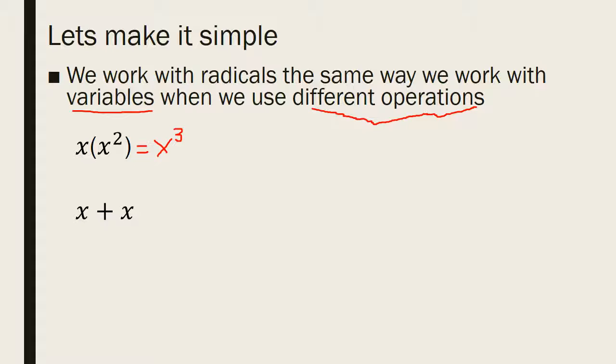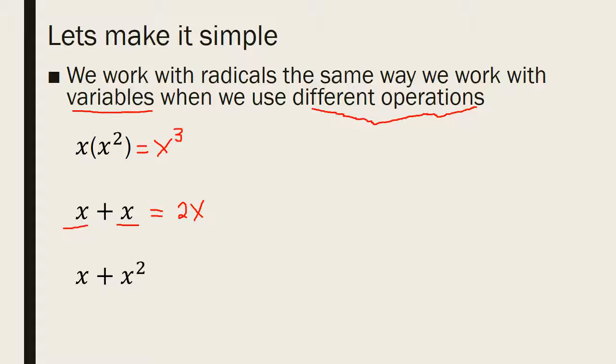In our second example, we have x plus x. When we add or subtract variables, we usually look for like terms. Like terms is the key factor here to be able to work with adding and subtracting variables. And since these two are like terms, that means that I can add the variables in here, and x plus x is equal to 2x.